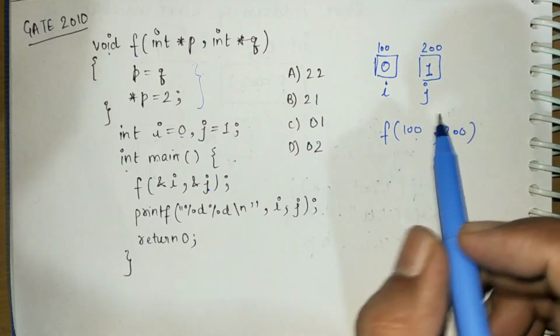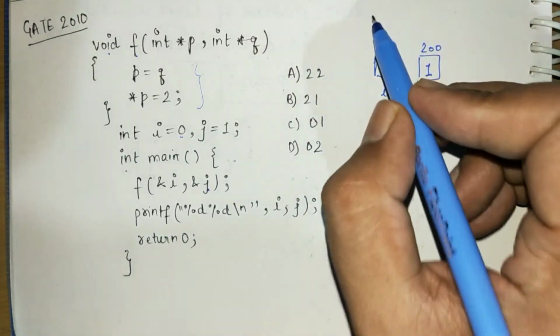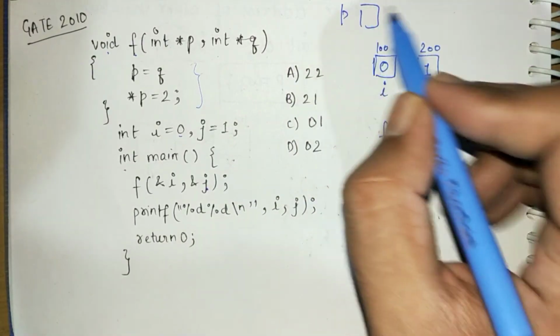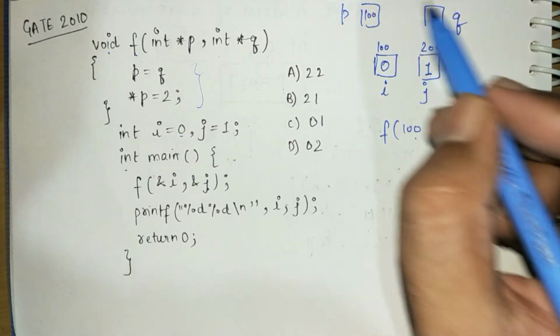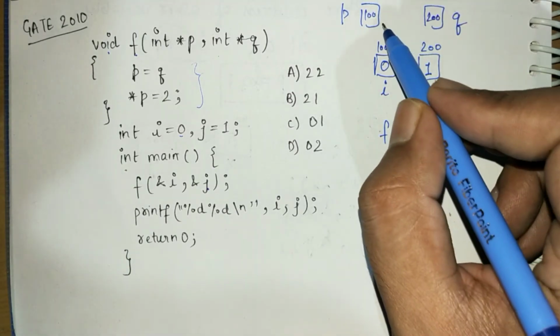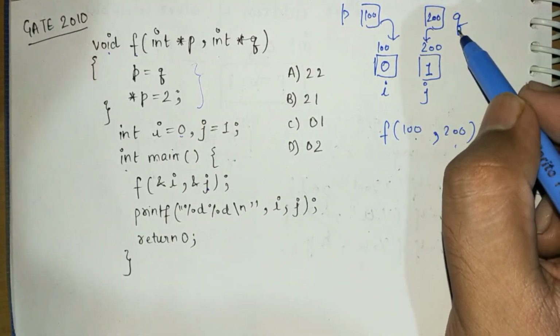So now 100 is copied into pointer p and 200 is copied into pointer q. So p and q are two pointers which are pointing to 100th location and 200th location. So p is pointing to I and q is pointing to j.